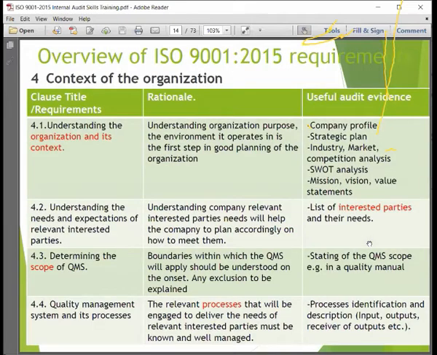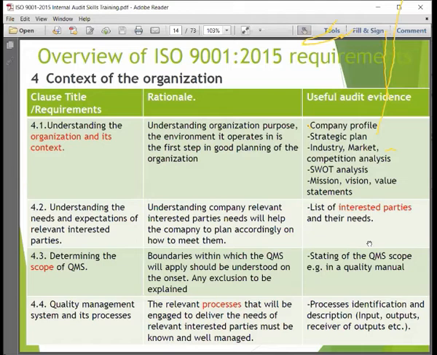Like the first is to do with context of the organization. We talked about this. You need to understand the context of the organization, the context of the IAA. Which business are we in? Who do we deal with? What are our internal and external issues? So it's just understanding the organization, because that is a starting point. You understand the organization before you even talk about the customer and how to fulfill their requirements.